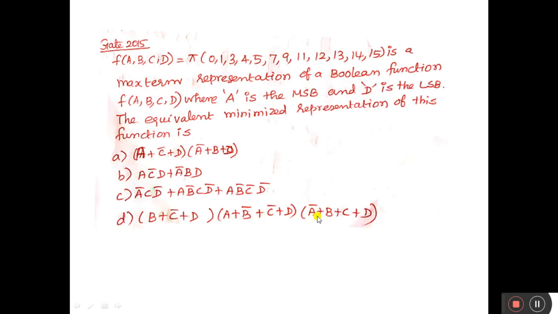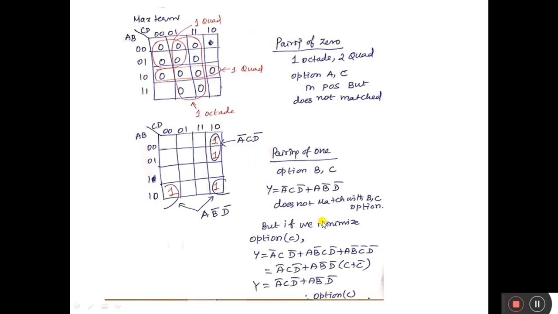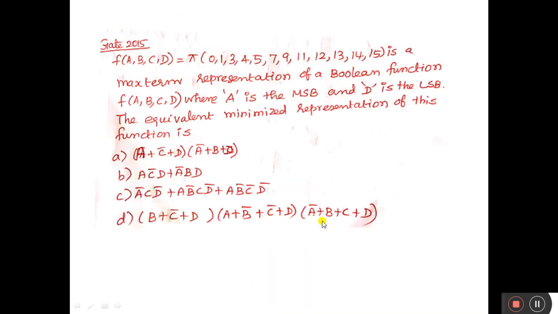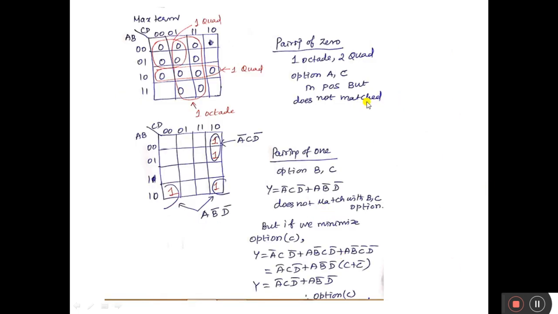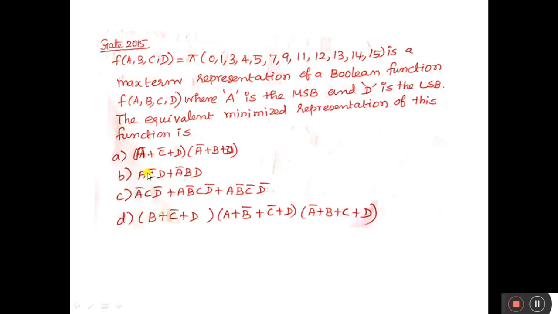So from the options given, A comma C only as POS form. As per our discussion, one octet, 2 quad. So here one variable, here 2 variables is the answer, but it does not appear here. Right? So option A and option D both are wrong.